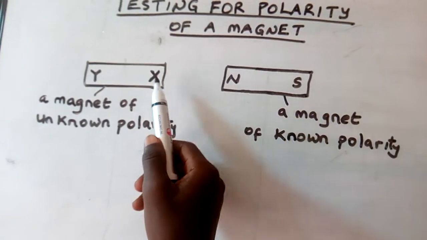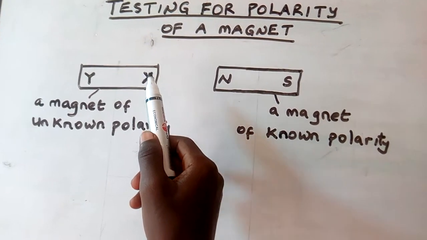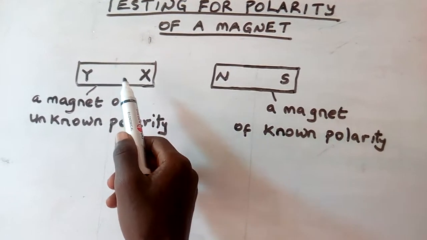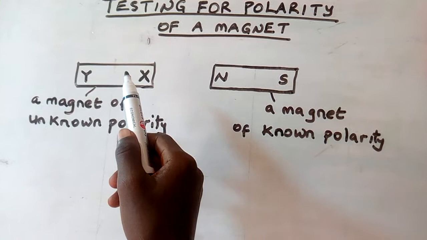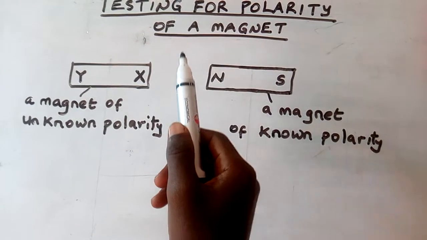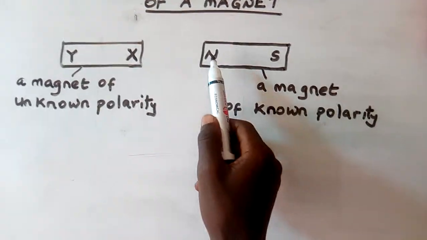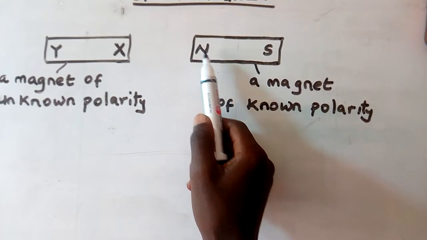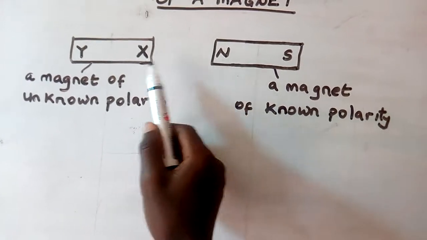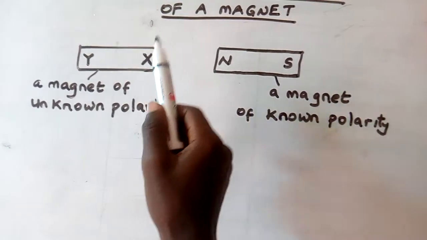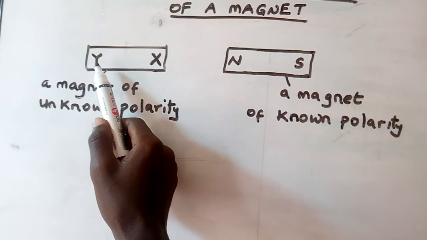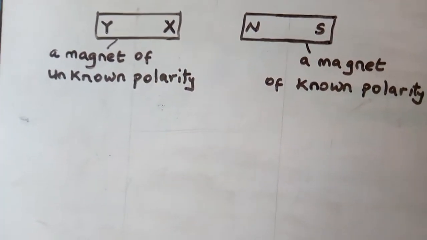So when this one attracts this, there are two things. This could be a magnet, or this could be a magnetic material. So attraction is not the best way of testing for the polarity of what? A magnet. The best way of testing for the polarity of a magnet is when you bring a pole of a magnet of a known polarity near a pole of a magnet of unknown polarity, and the two repel. Once they repel, then automatically you know this is north. And if this is north, automatically this one becomes what? South.